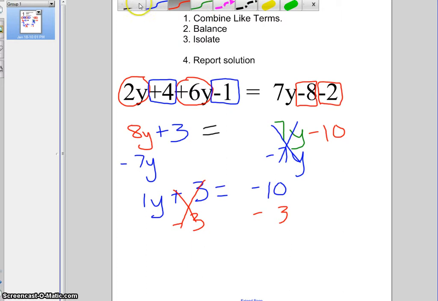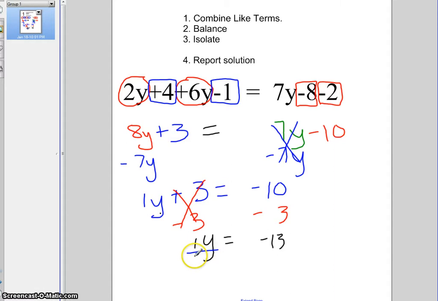This now leaves me with 1y is equal to, when I combine -10 and I combine -3, I have -13. And now I'm going to try to get y by itself by isolating it. And to isolate y, I've got to divide it by 1 because I've got to get rid of the 1, right? So it's 1 times y. I have to do the inverse and cancel out the 1. 1 divided by 1, 1 divided by 1. This will leave me with y is equal to -13.